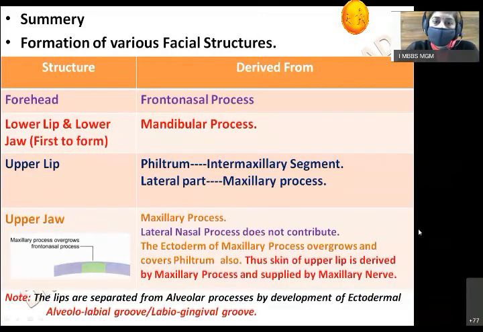And we have already seen these charts in the last lecture. So you are supposed to summarize all this. The only thing to remember is upper lip or upper jaw. Upper jaw is formed by the maxillary process, but the skin of the upper lip is derived from the maxillary process only. So upper jaw is formed by two parts: the lateral part from the maxillary process and the central part formed by the intermaxillary segment. Okay. But the skin of the upper lip is derived from the maxillary process itself, and it is supplied by the maxillary nerve. Okay.